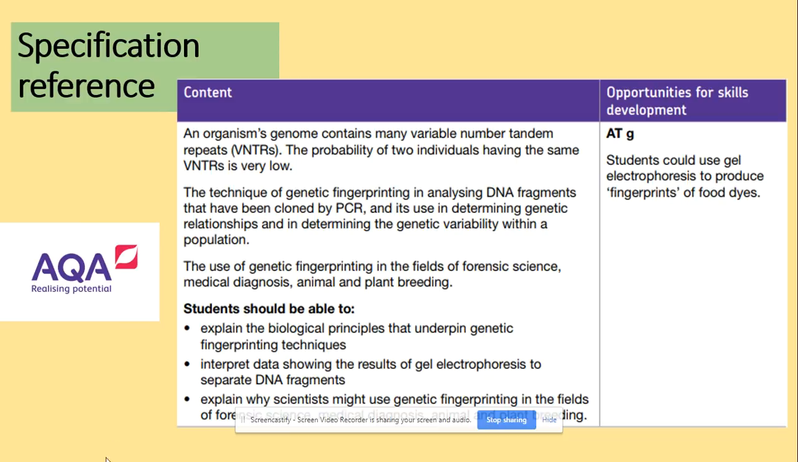So there are a lot of things that you should be able to do looking at the data provided from genetic fingerprinting. And the uses of genetic fingerprinting in the learning objectives are, of course, forensic science, medical diagnosis, animal and plant breeding. So that's one of the learning objectives done. And let's have a look at the rest of them.